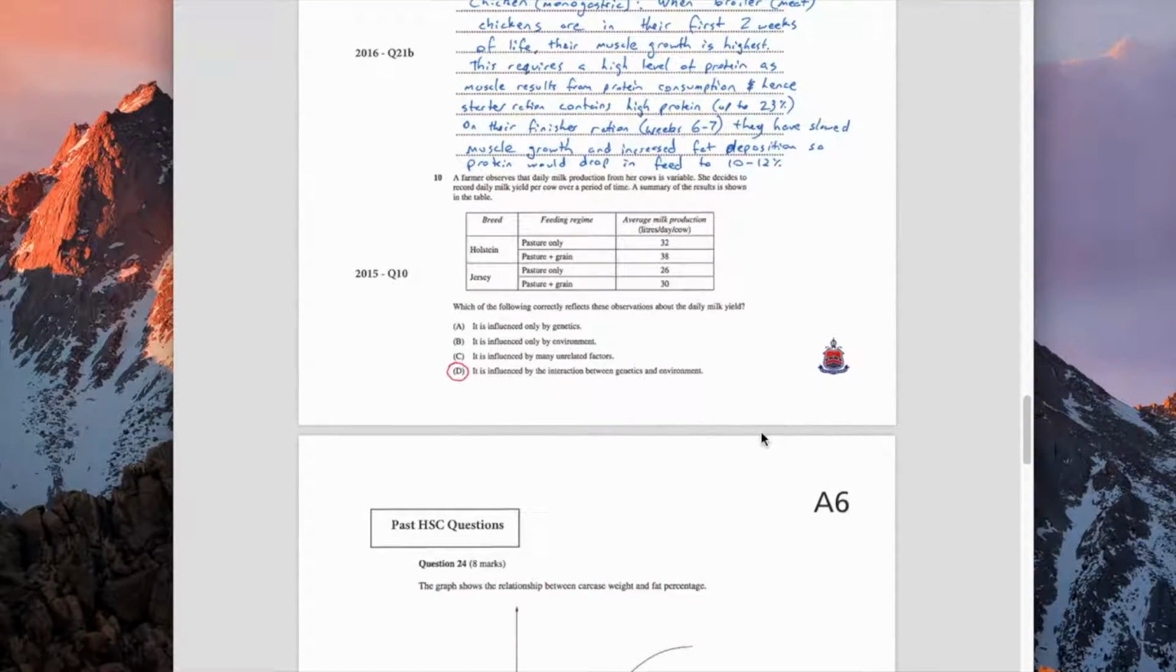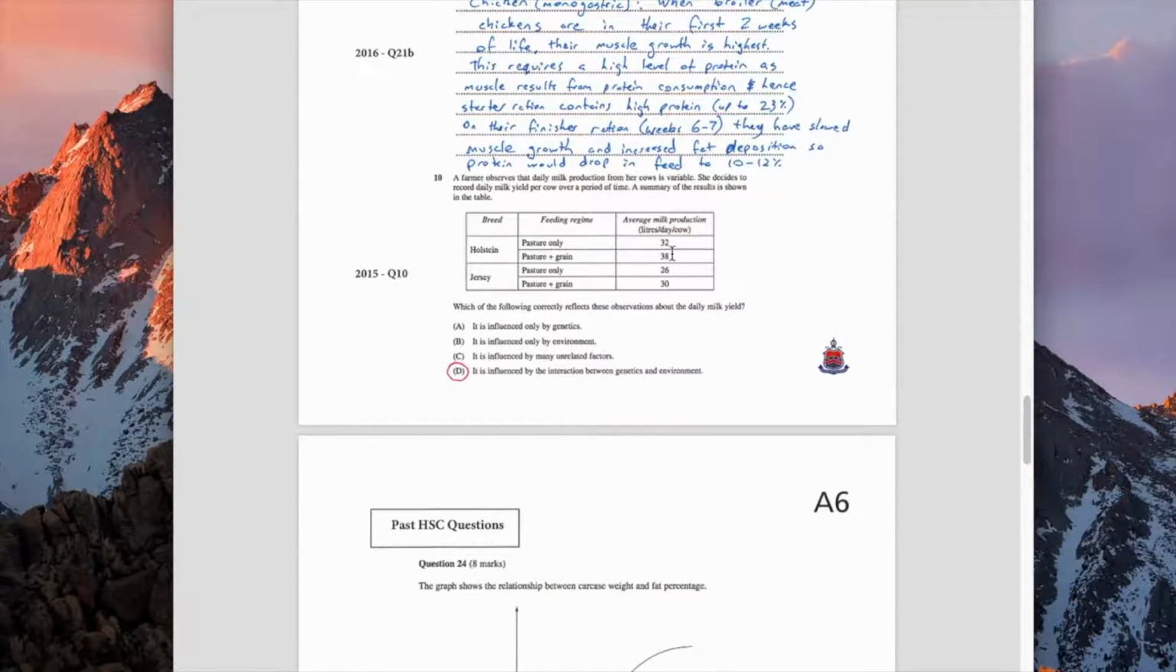If we have a look here at this question, it says a farmer observes daily milk production for cows, decides to record milk yield per cow over time, and the summary is shown here. So we have the Holstein breed eating both pasture and then also pasture and grain, and Jersey breed the same. So two different breeds. This is genetics, and what they eat is basically an environmental factor. And here we have an average, and hopefully this is over a large number of cows to improve reliability.